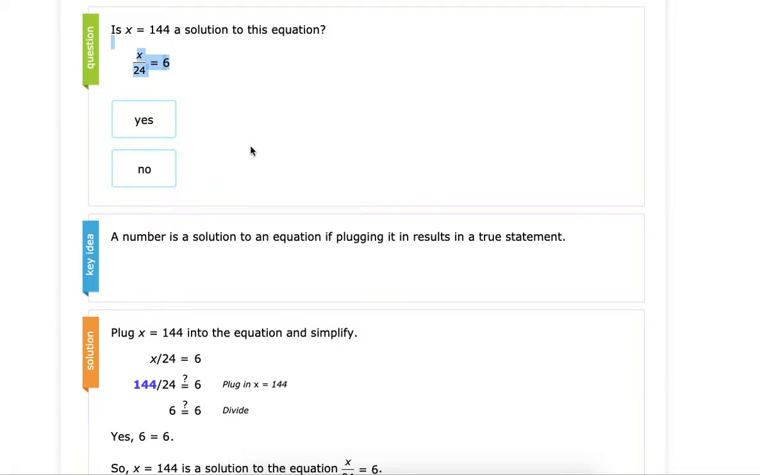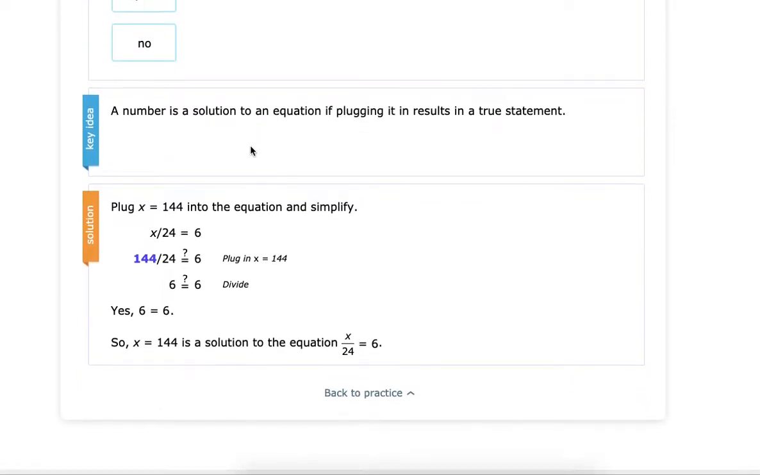And so what we would do is we'd substitute that in there, and that's what they've done down here. So you can see the example, they've actually done that down here. They've taken and replaced the x with 144, and then they take 144 and divide it by 24, and that gives them 6. And they see that, yes, that is a true statement because 6 does equal 6.